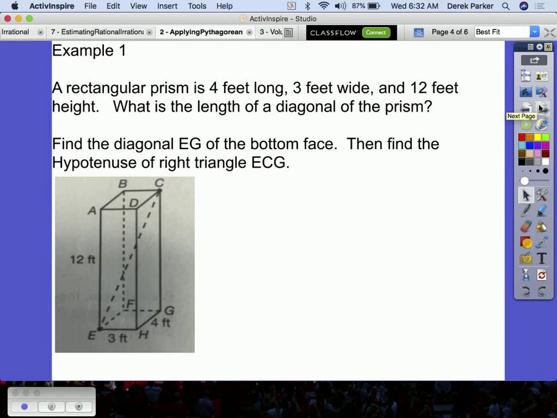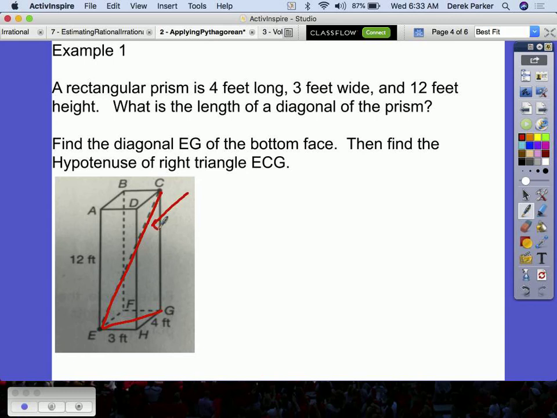A rectangular prism is 4 feet long, 3 feet wide, and 12 feet high. What is the length of a diagonal of the prism? We're looking at this diagonal from E to C. So to find the diagonal EG of the bottom face, we need to find EG. And as you can tell, when I drew that line, it gave me a right triangle. So then once I find that, I can then find this.